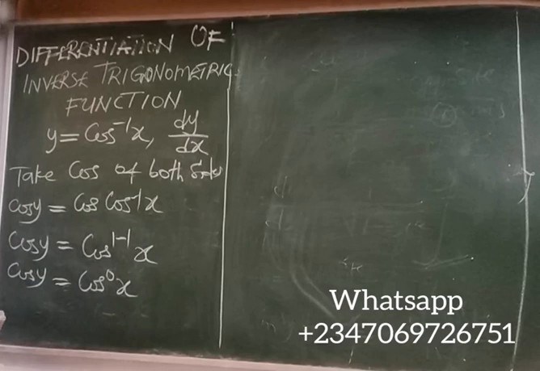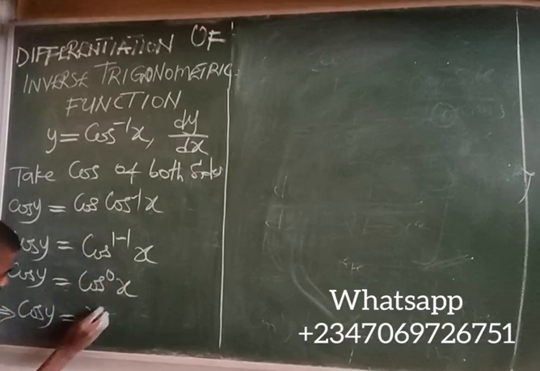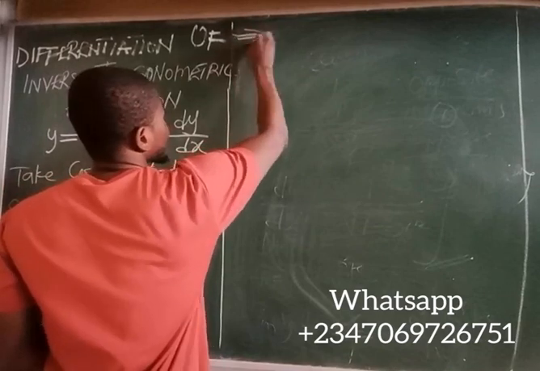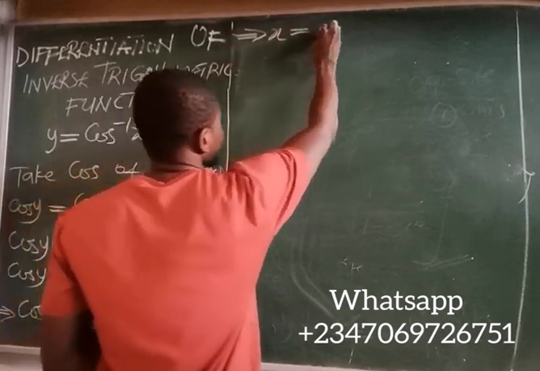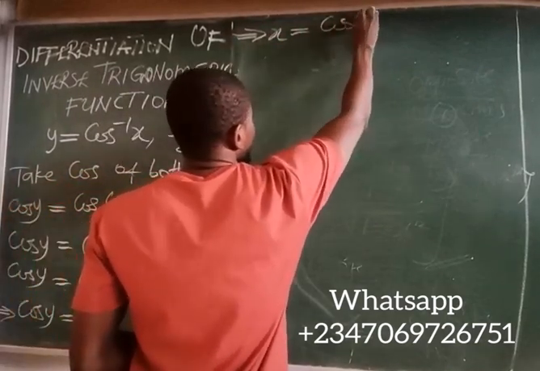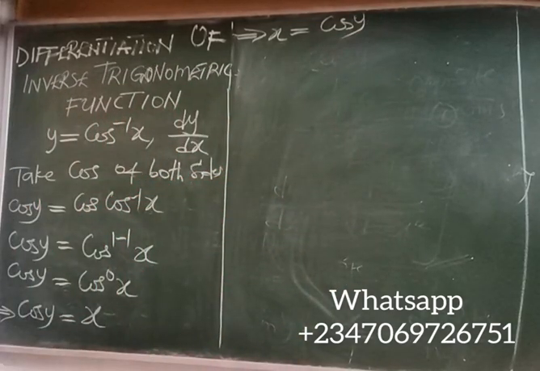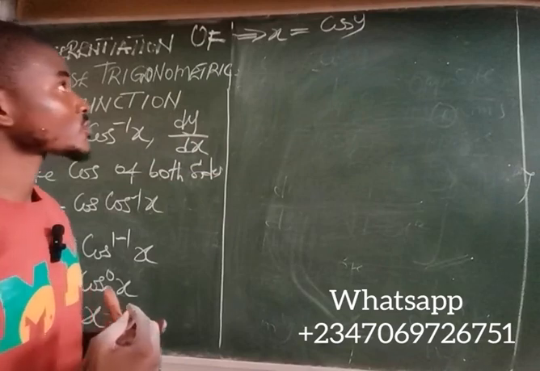So from here, I can simply have cos y equal to cos to the power of 0, which is actually 1. Remember, any variable to the power of 0 is 1. So 1 times x simply gives me x. This simply means that x itself is actually cos y.